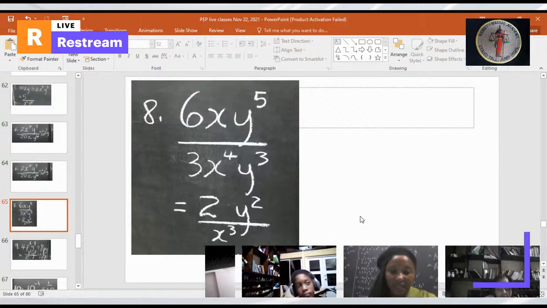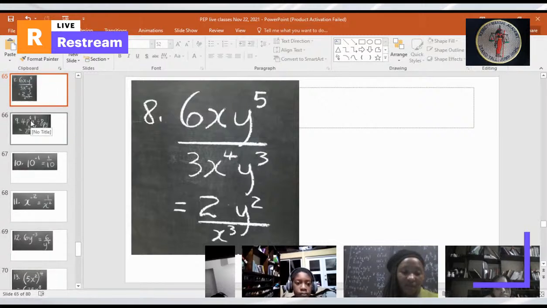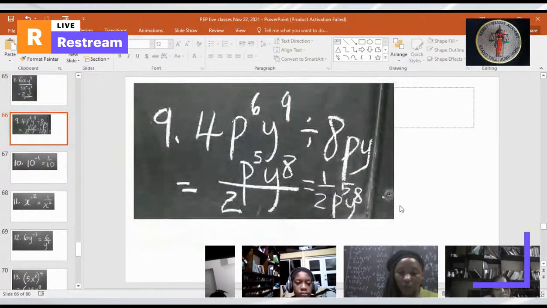Now number 7, it's still on the board. So let me just read it for you. It says 9 to the 0 power is 1. 2x to the 0 power would be 2, because x to the 0 power is 1 and 2 times 1 gives 2. 100 to the 0 power is 1. y to the 0 power is 1. So basically it's telling you any number, any variable raised to the power of 0 is 1. All right.